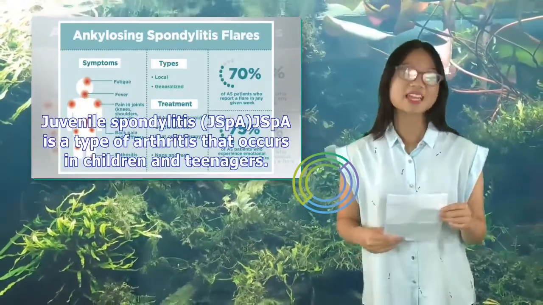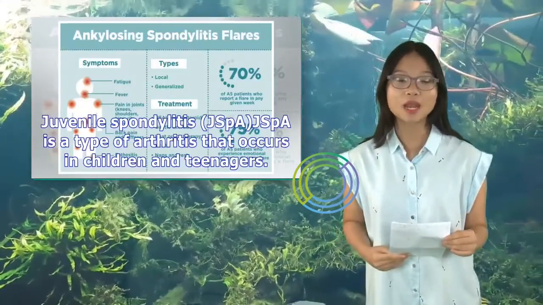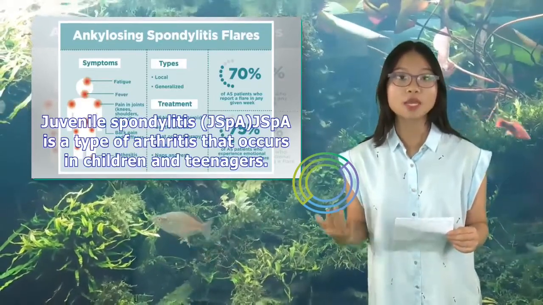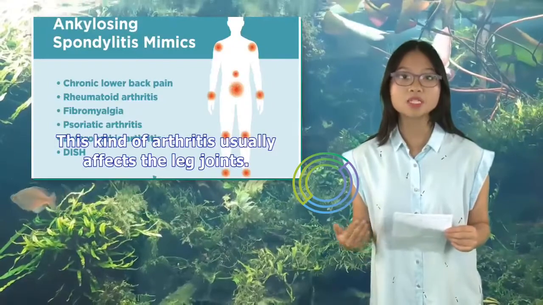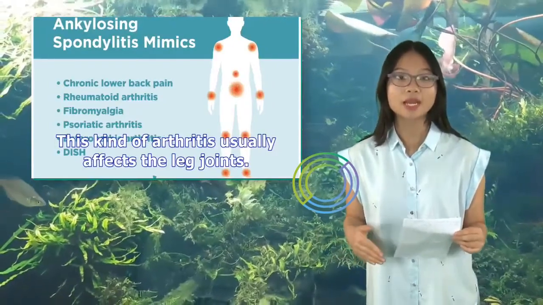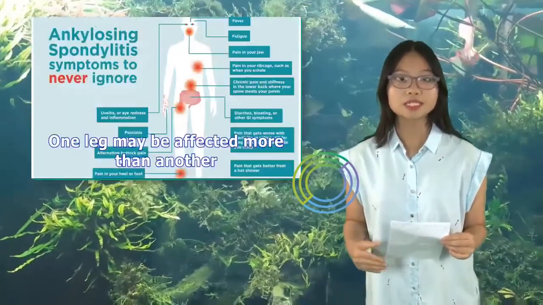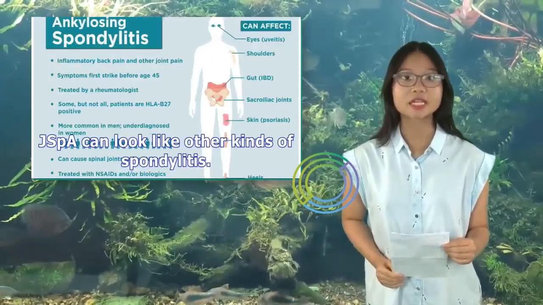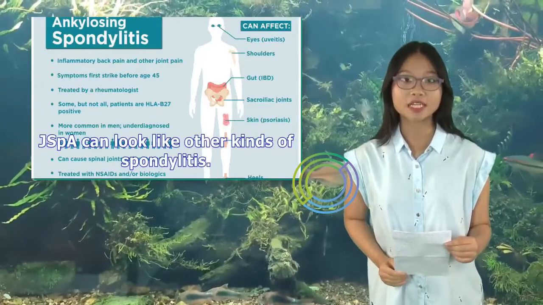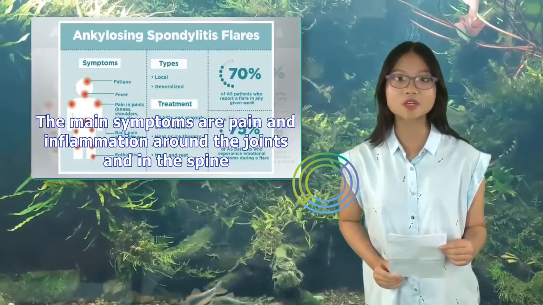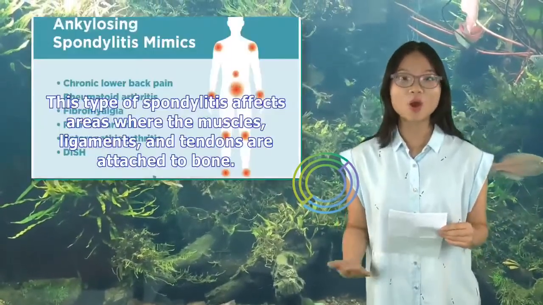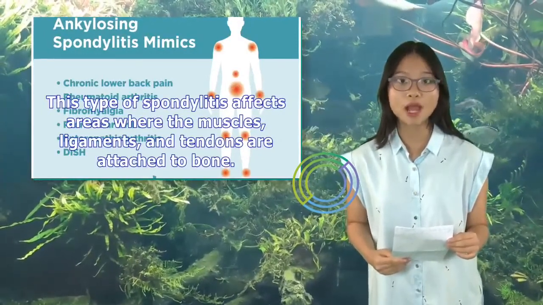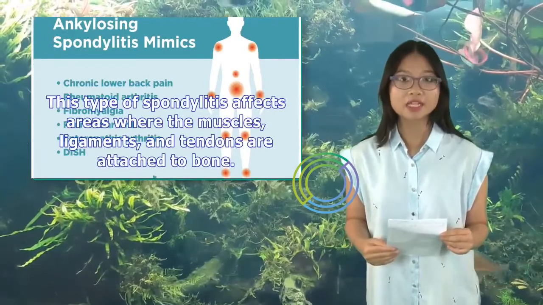5. Juvenile spondylitis, JSPA. JSPA is a type of arthritis that occurs in children and teenagers. This kind of arthritis usually affects the leg joints. One leg may be affected more than another. JSPA can look like other kinds of spondylitis. The main symptoms are pain and inflammation around the joints and in the spine. This type of spondylitis affects areas where the muscles, ligaments, and tendons are attached to bone.